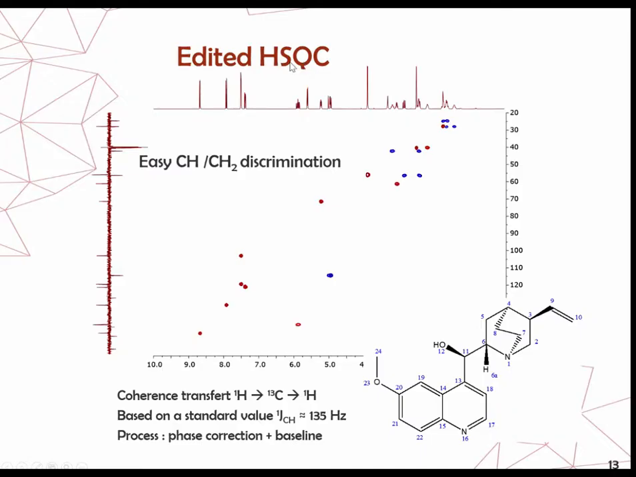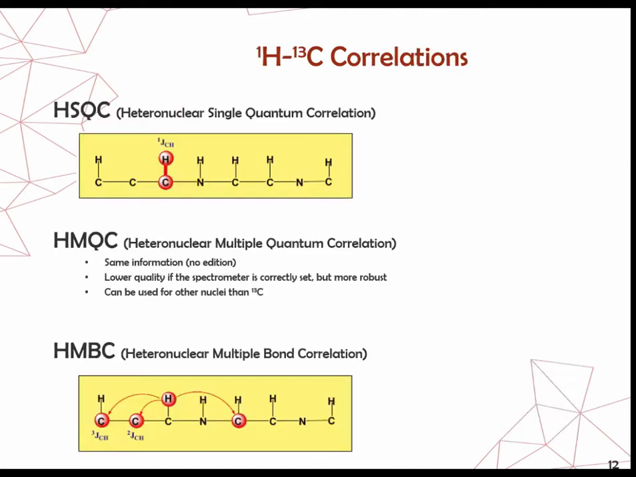So all these experiments are detected with the proton signals. So it means we call them inverse correlation. And since they are detected with the proton, they are very sensitive. So you don't need to increase the number of scans of these experiments when your proton spectrum is okay. This is really important to save spectrometer time.